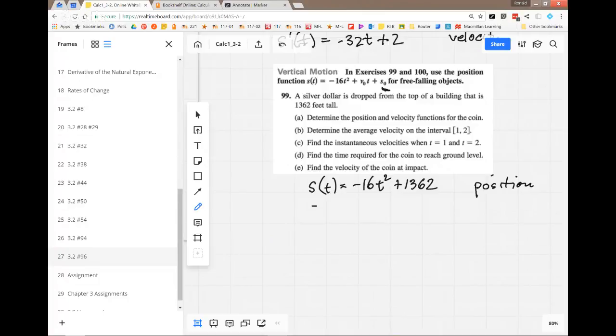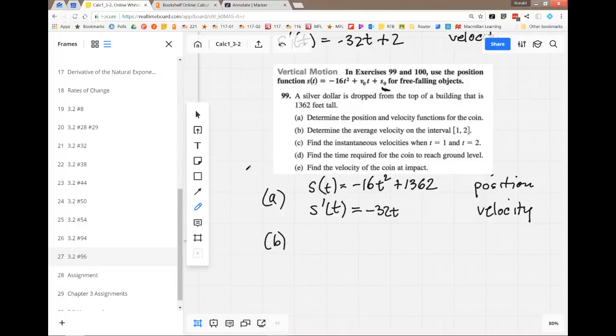Okay, the velocity would be the derivative of that. The derivative of this is power rule, negative 32t. That's it. Because the derivative of a constant is 0. Okay, so we've done part A.